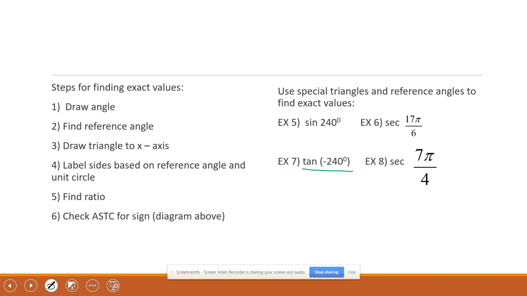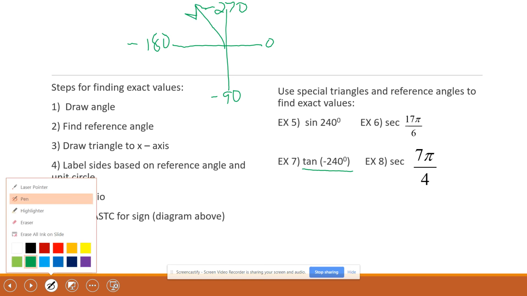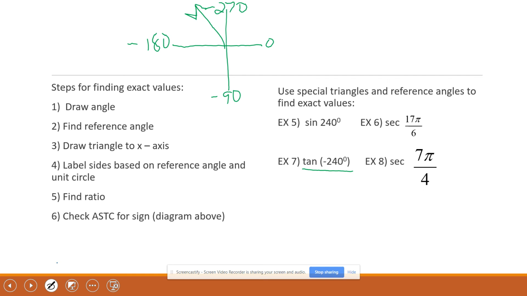Tangent of negative 240 degrees. Negative 240 is going clockwise. So filling in here, negative 240 is here. Our nearest x-axis is down here at 180. So 240 minus 180 gives us a reference angle of 60 degrees.